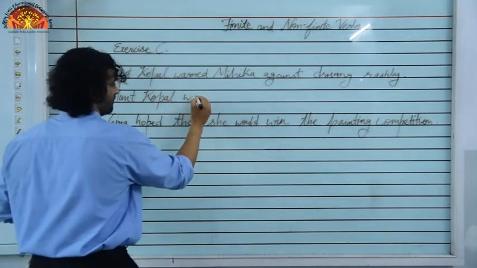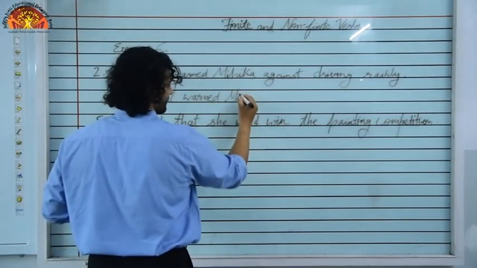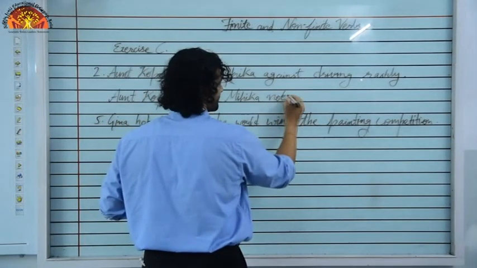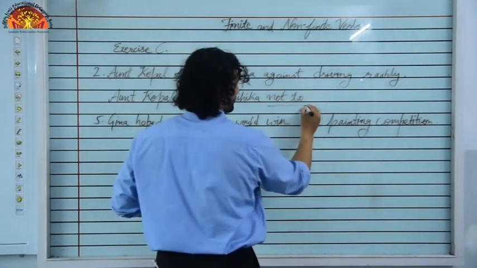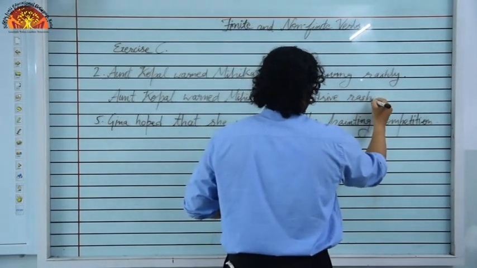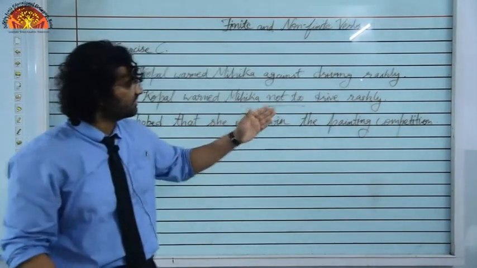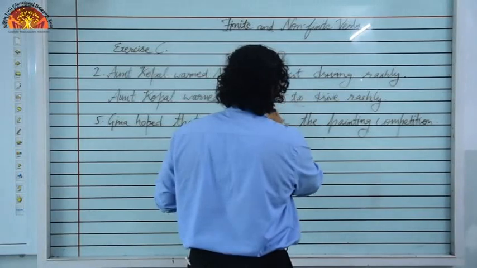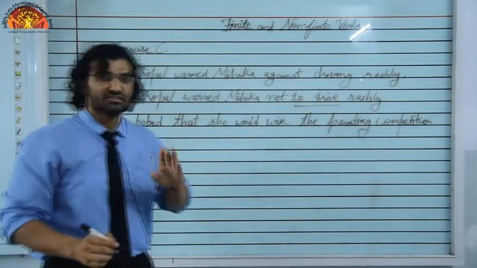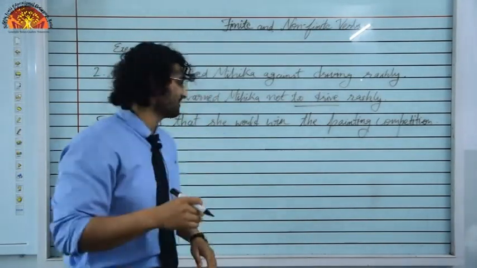Untitled warned this girl Mihika not to drive rashly. We have used to drive, an infinitive, here. Driving rashly is a bad habit. We should always drive properly and at a slow speed.